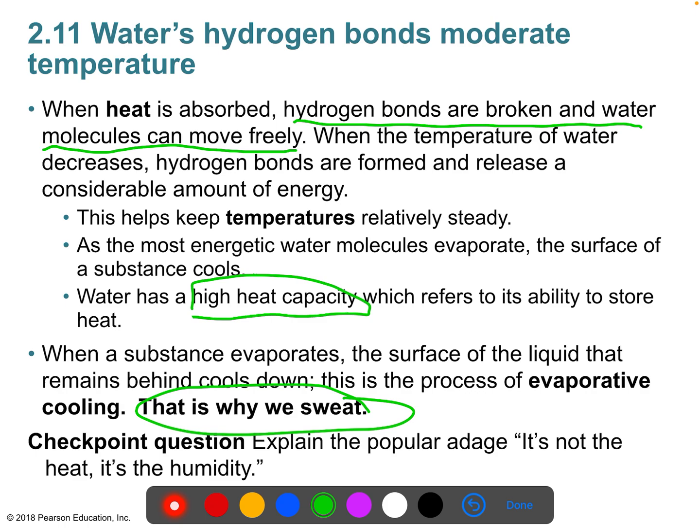So the formation of the water droplets on your skin, that's the first part. But to actually get that cooling effect, it has to evaporate off of you.